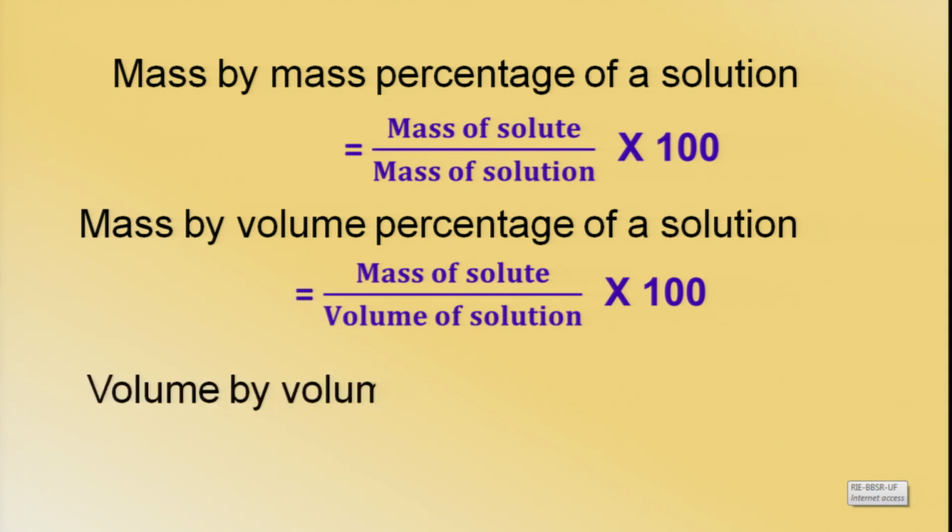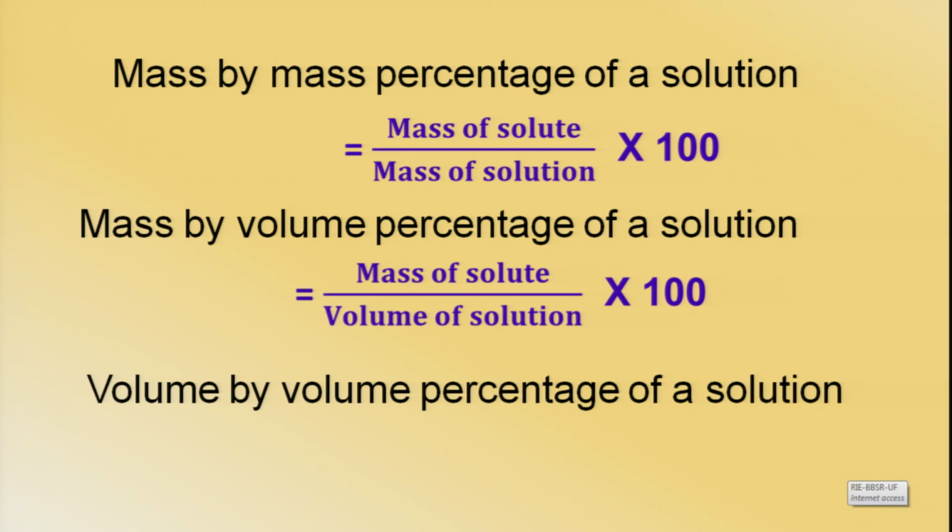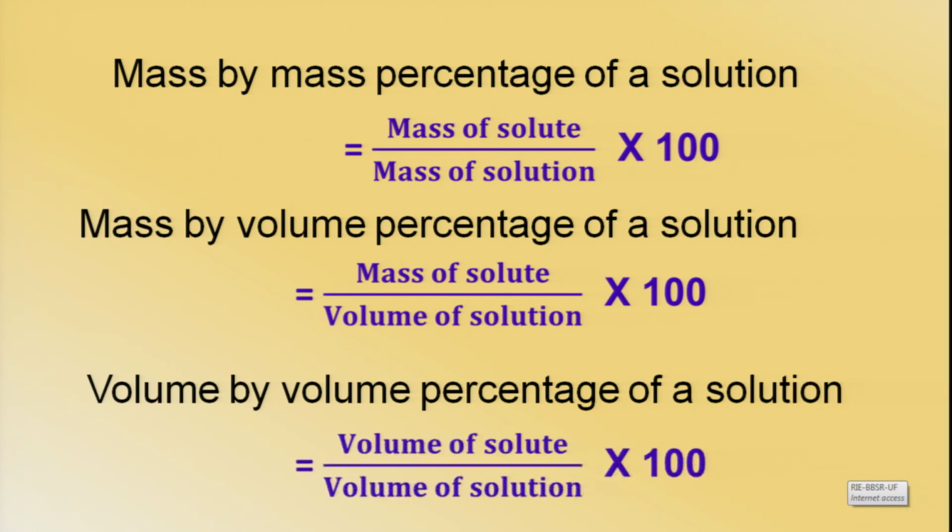The third way, volume by volume percentage. How do we express it? Volume of solute by volume of solution multiplied by 100. So these are the three basic ways in which we can express the concentration of a solution. That means how much quantity of solute is dissolved in a particular amount of solution. So let us solve some numericals to understand it in a better way.